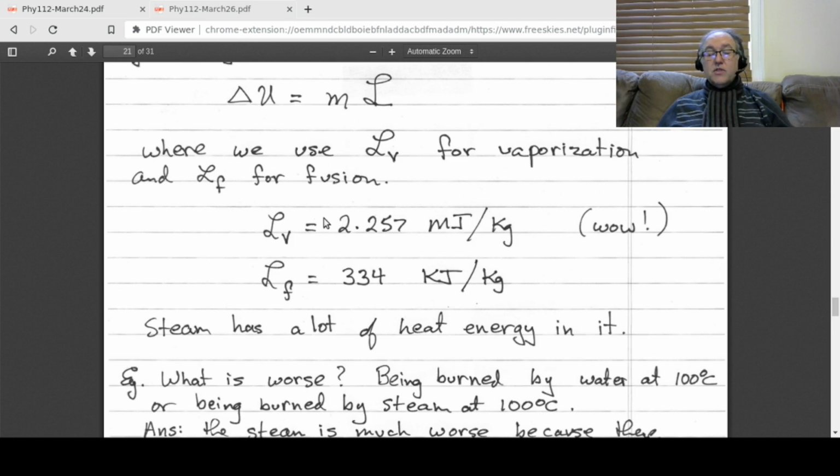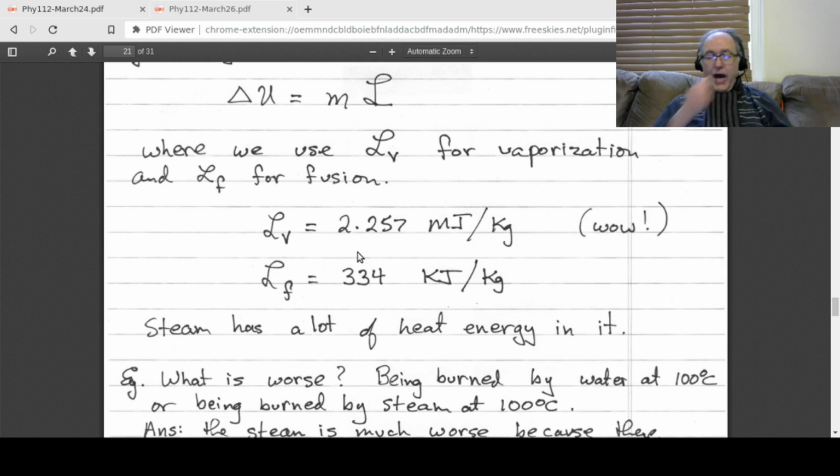Steam has just so much energy in it. Even if it's steam at 100 degrees Celsius, it has all this energy. For every kilogram of steam, to get it from water at 100 degrees Celsius to steam at 100 degrees Celsius, you had to add a little over 2 megajoules of energy. This is why steam engines were capable of moving locomotives. There's just so much energy in that steam that was capable of pushing pistons in locomotives back in the Industrial Revolution.